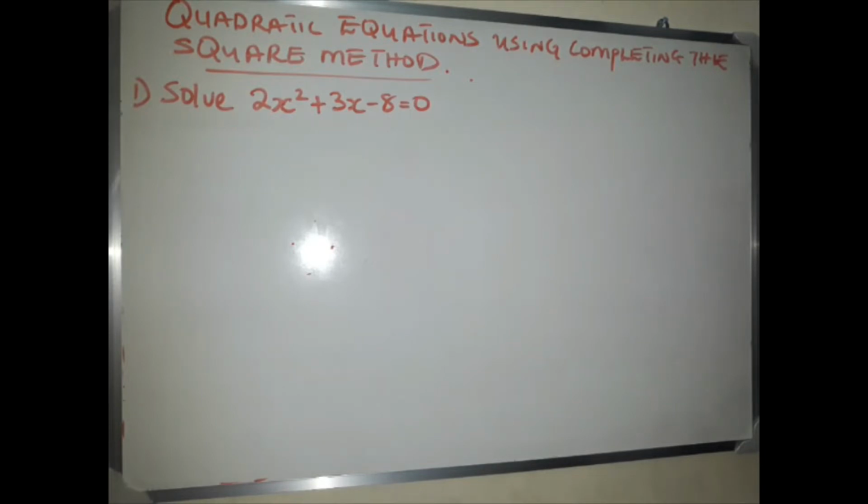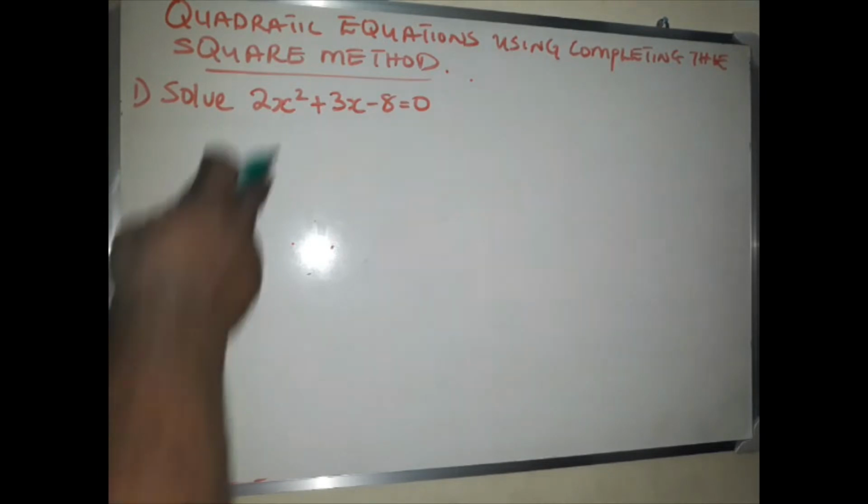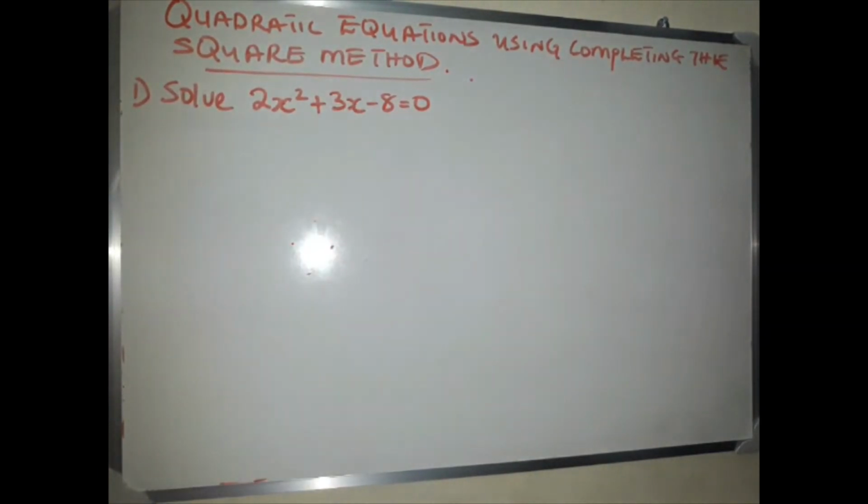So what we're going to do here is try to make this equation into a perfect square so that it can be easily factorized. Now, we have just one example. I want you to follow this example, the steps, very closely so that you have a better understanding. Now, it says we should solve 2x squared plus 3x minus 8 equals 0 by the completing the square method. So we're going to use the completing the square method to solve this quadratic equation.